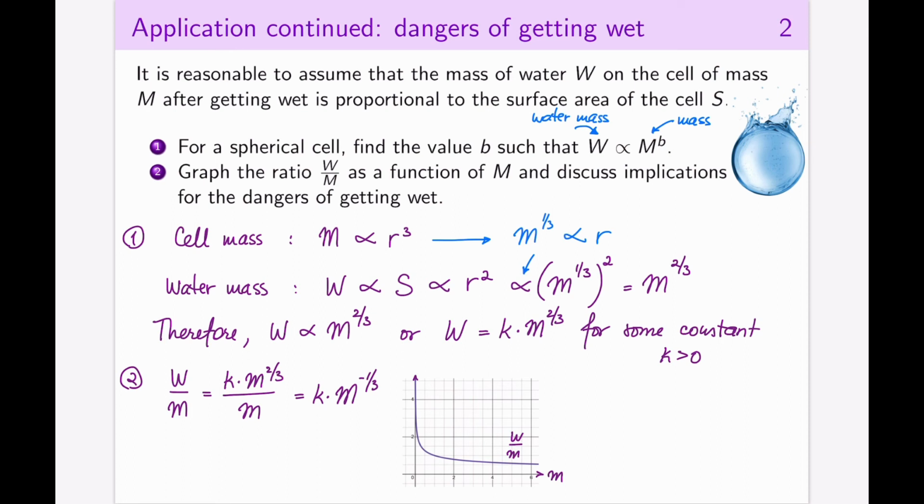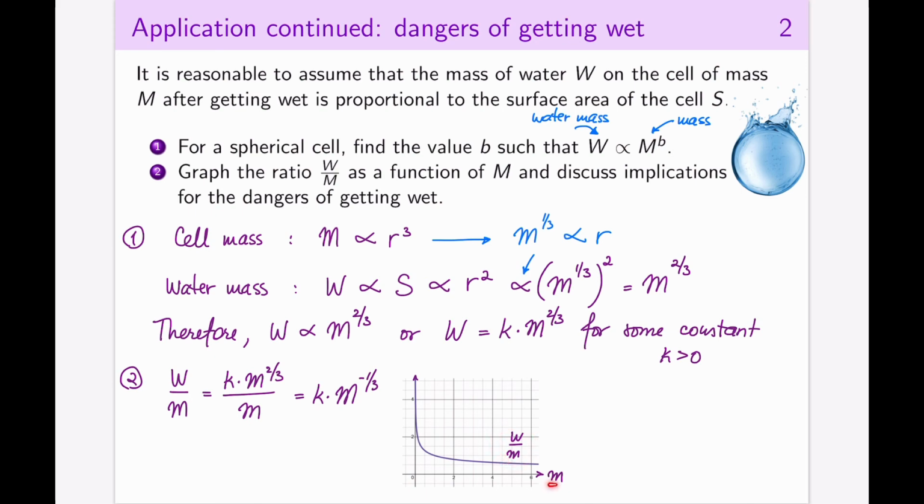Okay, so what do we notice? We notice that as M gets bigger, the ratio of W over M gets smaller and smaller and smaller. So the water weight to the mass of the object gets smaller and smaller as a ratio. The bigger the body mass M, the less water the object has to carry relative to its mass.